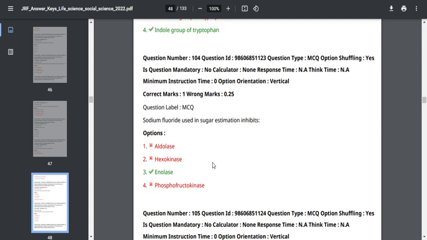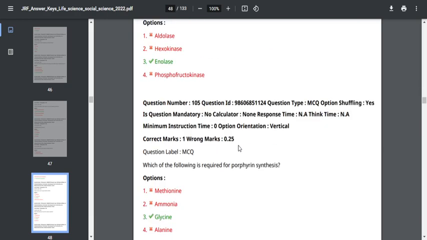So generally this sodium fluoride acts to inhibit the glycolysis pathway, and this particular chemical prevents or inhibits the enolase enzyme. Enolase is an important enzyme that catalyzes the final step of glycolysis. If you ask me why we need to stop glycolysis, ultimately it is used for sugar estimation. Only if we stop glycolysis temporarily can we know the exact or actual estimation of glucose concentration.